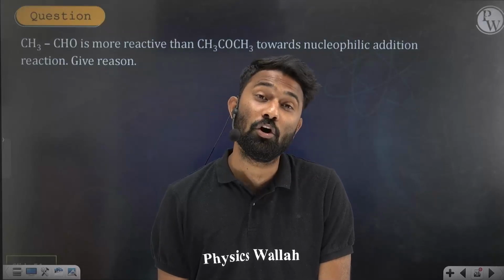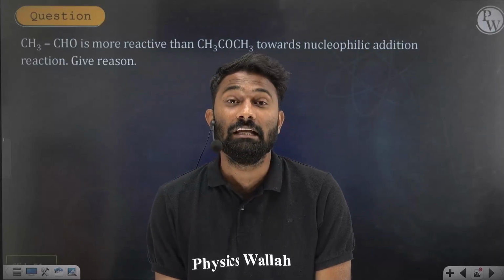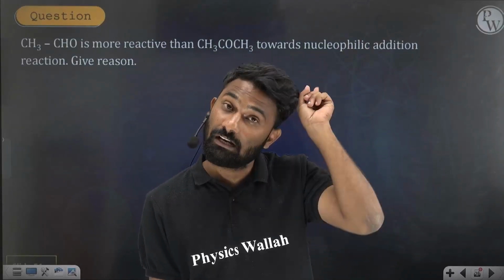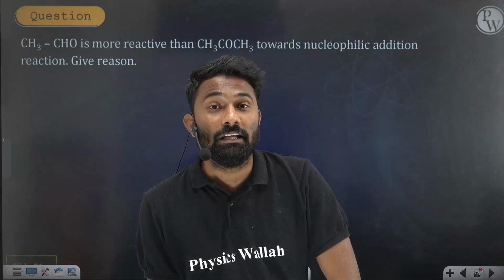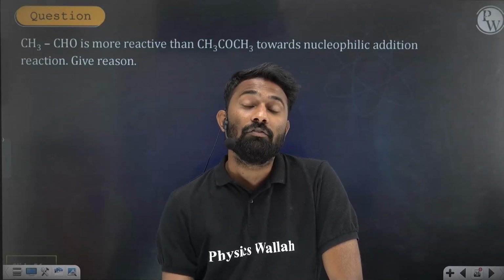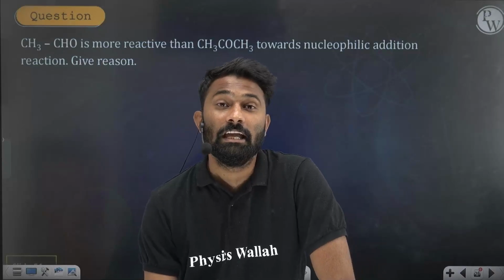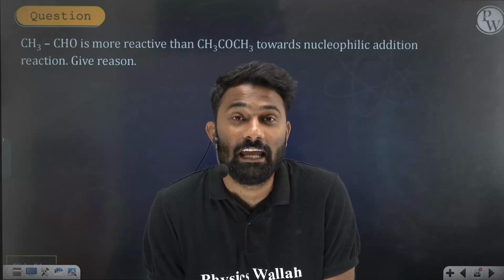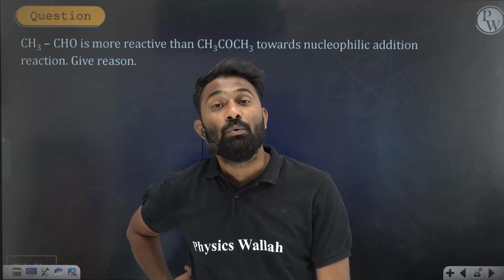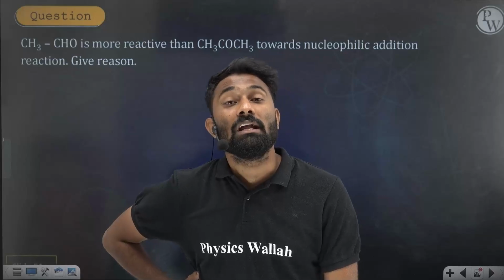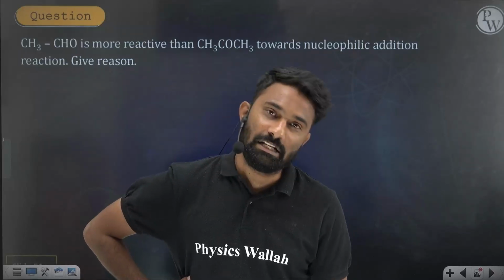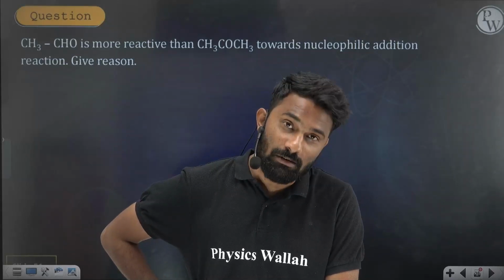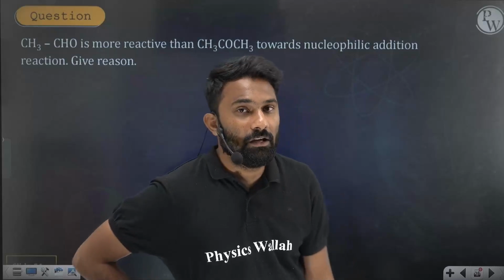What should it be? It should be strong. Now GOC comes in the first year only. But now if you are not perfect in the GOC, what happens, this question will become difficult. Why? Here you have to know what are the plus I groups, what are the minus I groups, which one will stabilize the carbocation, which one will destabilize the carbocation. Clear?